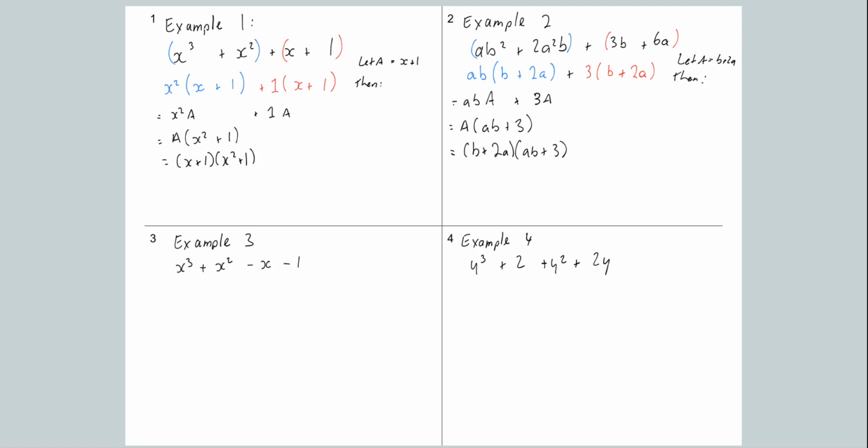Example 3. This has got a little bit of a trick to it, which is why I've done it. So let me just take it a little bit slowly. I'll just bracket that bit up first, and we'll work on that first. Trust me, there's a reason for it. So x cubed and x squared has a common factor of x squared there. So I take x squared outside the bracket. X squared times x equals x cubed, and x squared times 1 equals x squared. So that's that bit done.